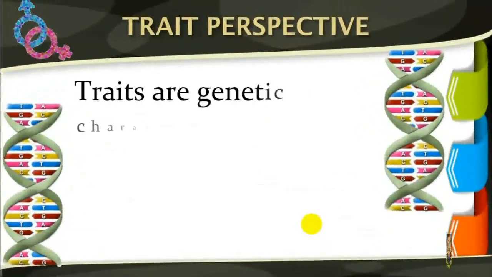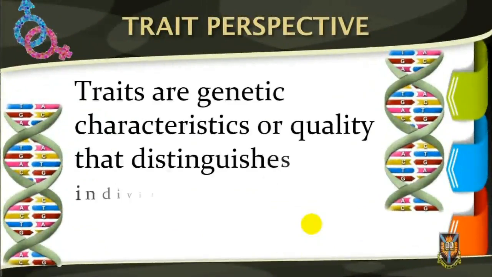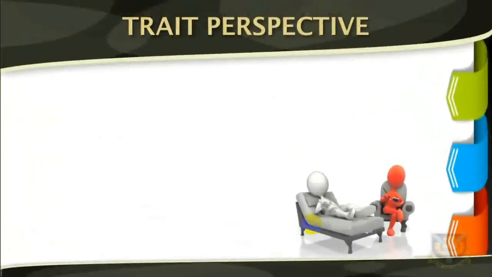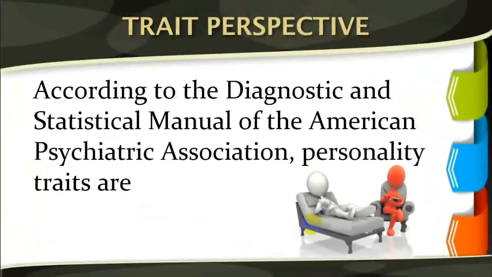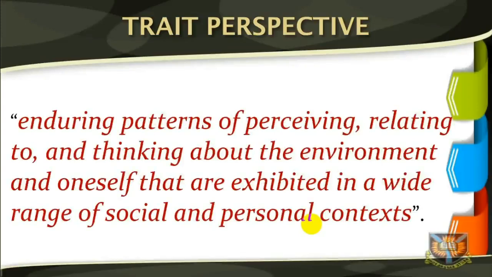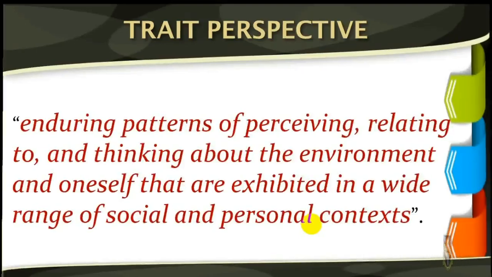Trait perspective. Traits are genetic characteristics or quality that distinguishes individuals or group of people from others. According to the Diagnostic and Statistical Manual of the American Psychiatric Association, personality traits are enduring patterns of perceiving, relating to and thinking about the environment and oneself that are exhibited in a wide range of social and personal contexts.